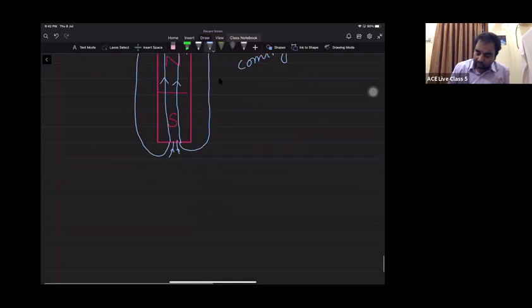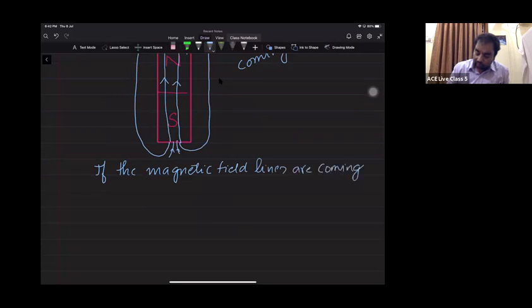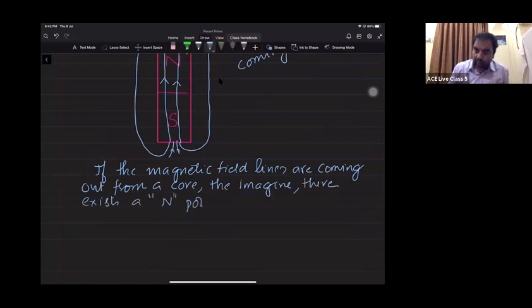So can I write a note? If the magnetic field lines are coming out from a core, then imagine there exists a north pole. North pole. Is this point clear? Confirm me. Is this point clear? Confirm me.